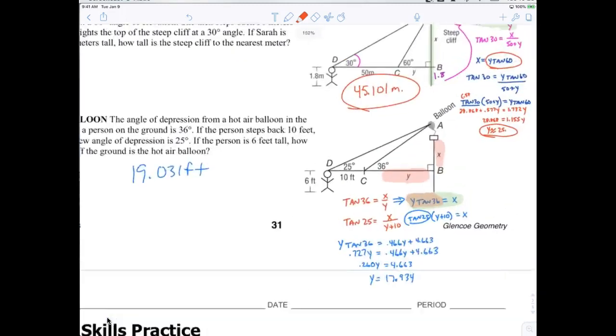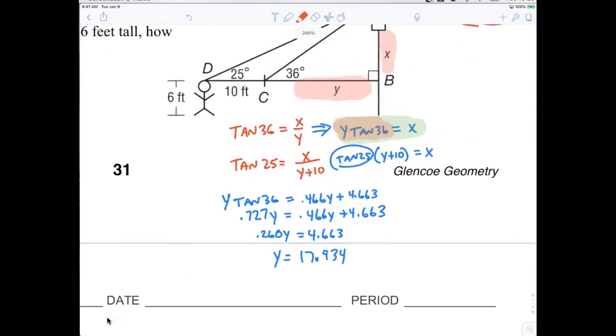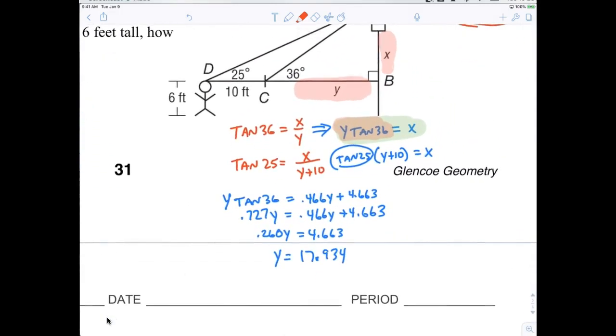Sorry, I don't know why I did that. So it should be like tan 25 times y plus 10 is equal to tan 36 times y. You're exactly correct. Y times tangent 36. You with me? And again, I'm just double checking you. That's this guy right here. Do you agree? You with me now, right? And now it's just the algebra.